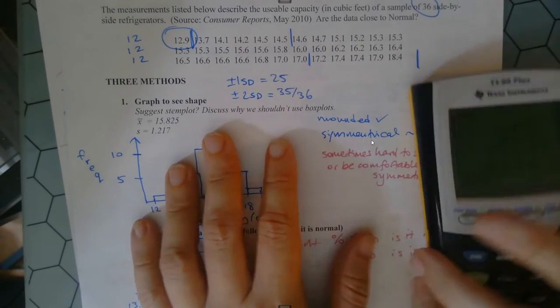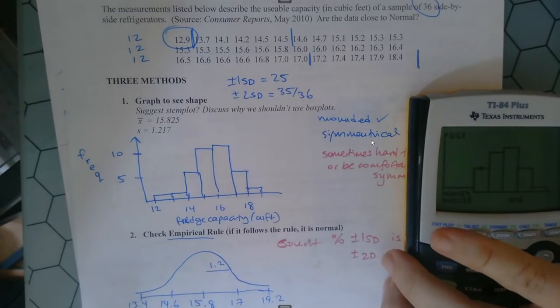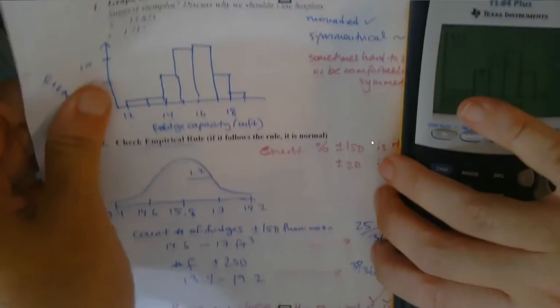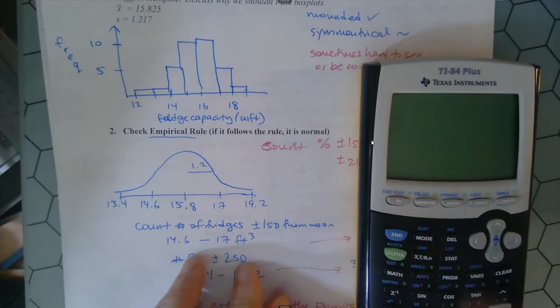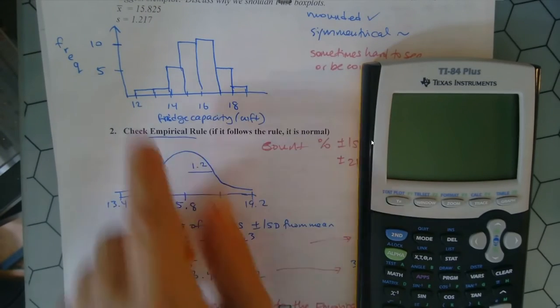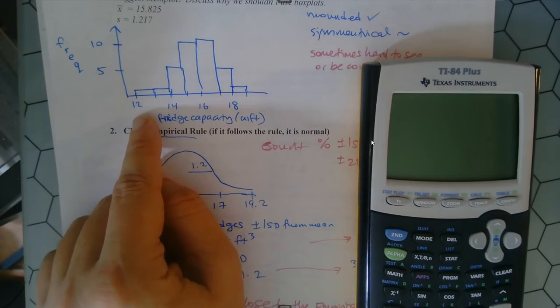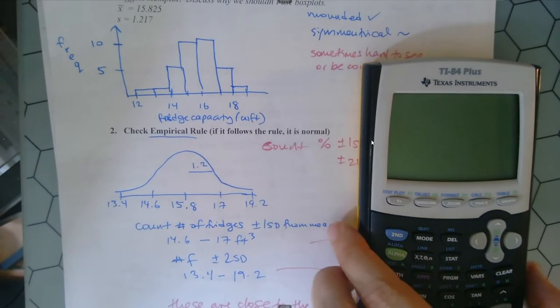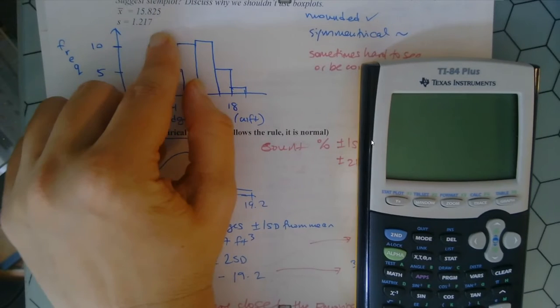All right, so method number 2. Let's say I wasn't really comfortable with the shape thing. Method number 2, you can see if it follows the empirical rule. If it follows the empirical rule and it looks kind of mounded and symmetrical, it is going to be a normal curve.